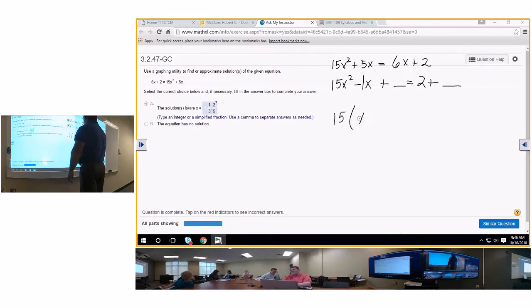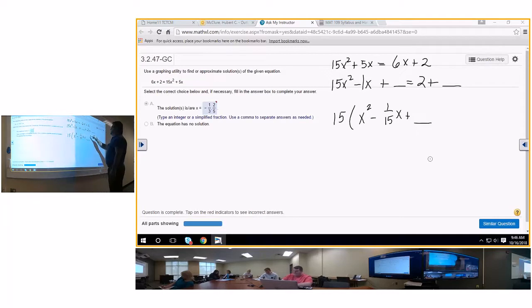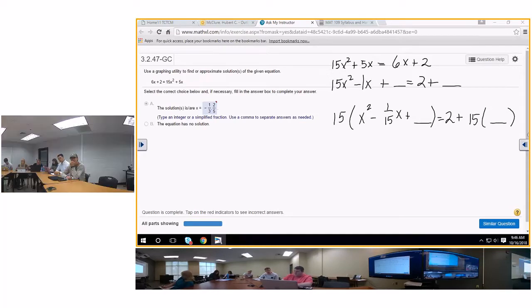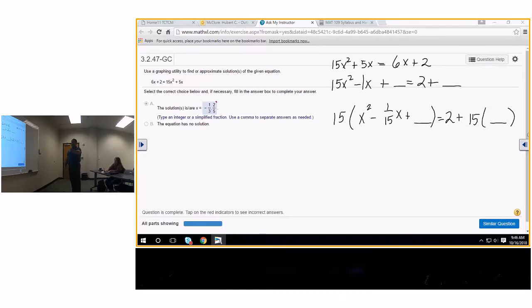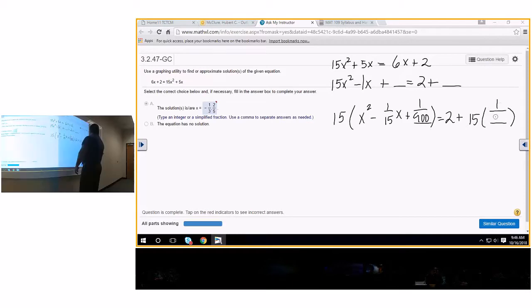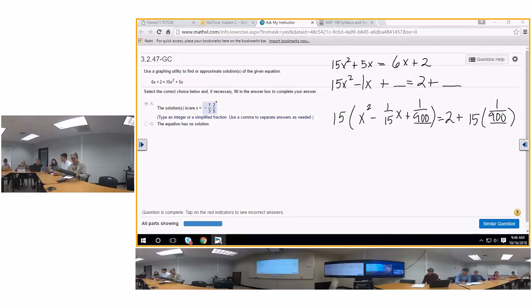15x squared minus 1/15 x plus blank is equal to 2 plus 15 times blank. 1/15 divided by 2 is 1/30. 1/30 squared is 1 over 900. Y'all check me. That's correct. So, y'all check the 1/900?